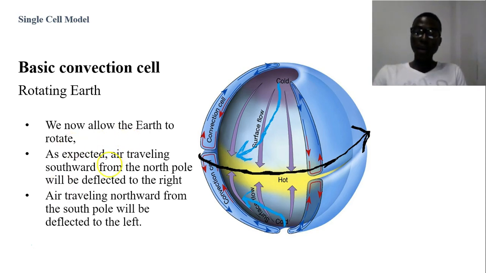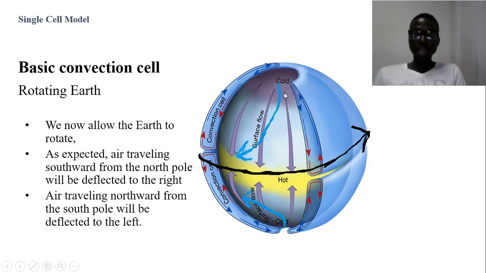So now we are allowing the Earth to rotate. The black arrow on this diagram represents the direction in which the Earth is rotating. It rotates from here towards this direction. Now, as you can see here, we have the deflection of the air in the northern hemisphere towards the right, because now we have the Coriolis effect.